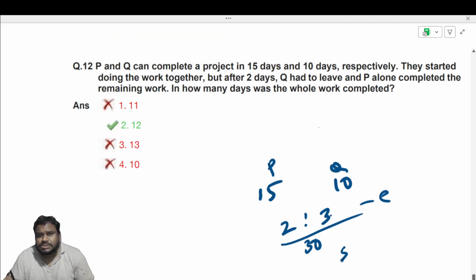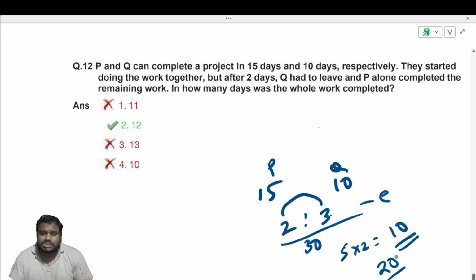But after 2 days, 5 into 2, so 10 parts of work is completed after 2 days. Why 5? Because 2 plus 3, 5. 5 into 2, 10 parts of work is done. How much is remaining? 20 parts of work is remaining.